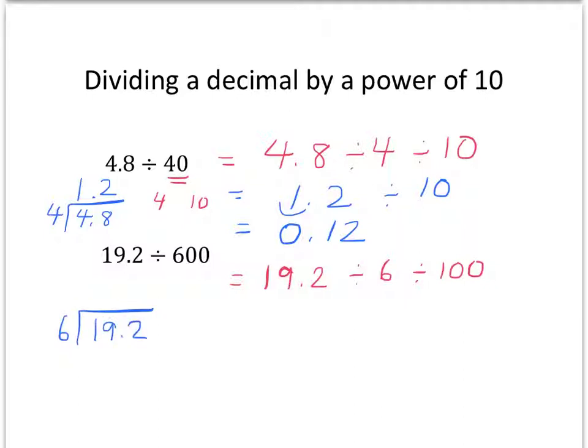6 goes into 19 3 times with a remainder of 1. 6 goes into 12 twice. And if I just line up my decimal, I get that 6 goes into 19.2, 3.2 times. And then I need to divide that answer by 100. So my decimal place moves twice to the left, so I get 0.032 as an answer.